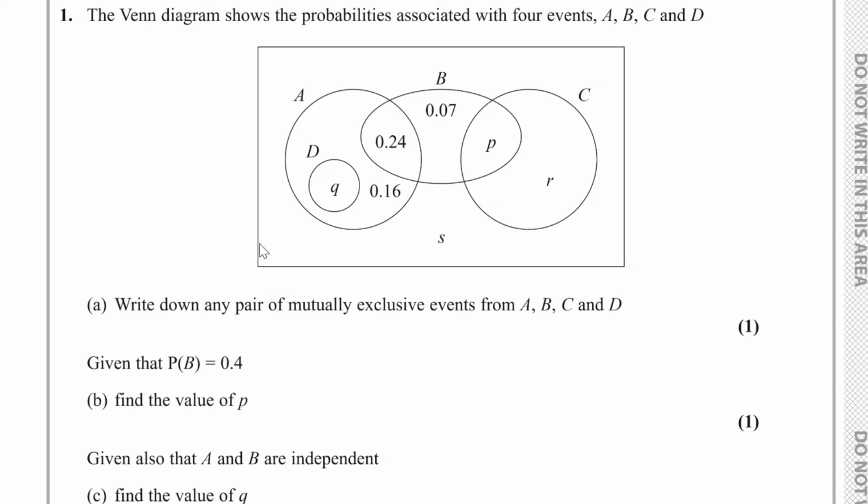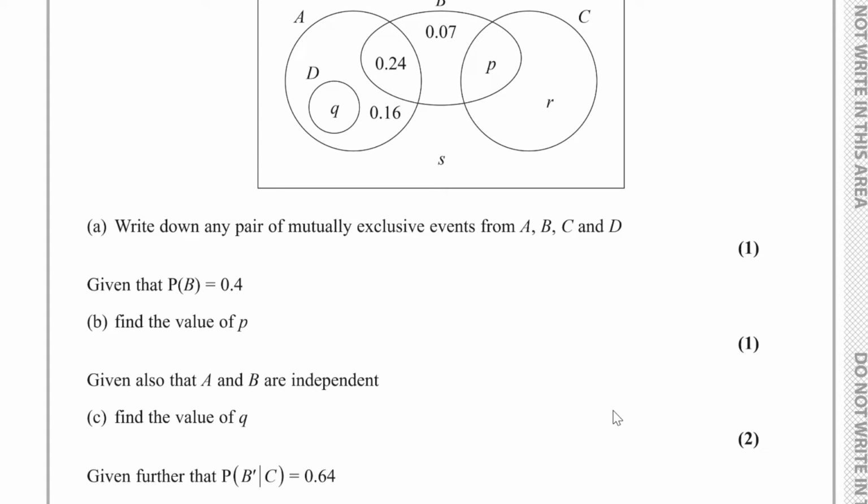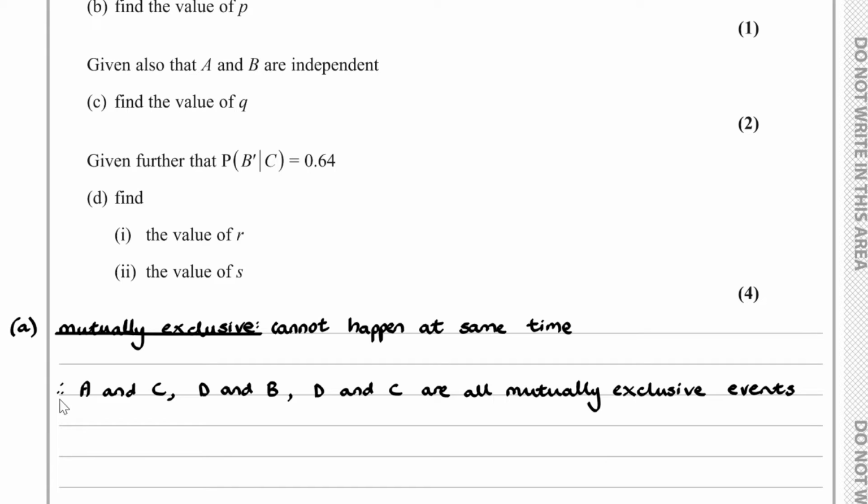If we take a look at our Venn diagram, the events that cannot happen at the same time, well, we have A and C, those don't overlap, so they can't happen at the same time. We have D and B, those don't overlap, so therefore D and B are mutually exclusive, and D and C don't overlap, so therefore D and C are mutually exclusive. So we see A and C, D and B, and D and C are all mutually exclusive events.